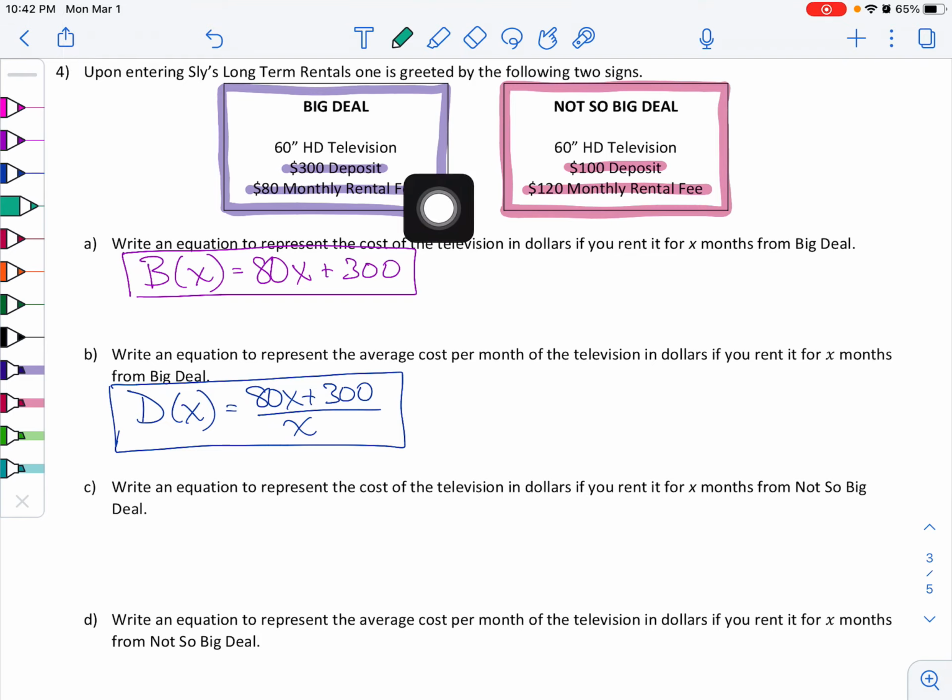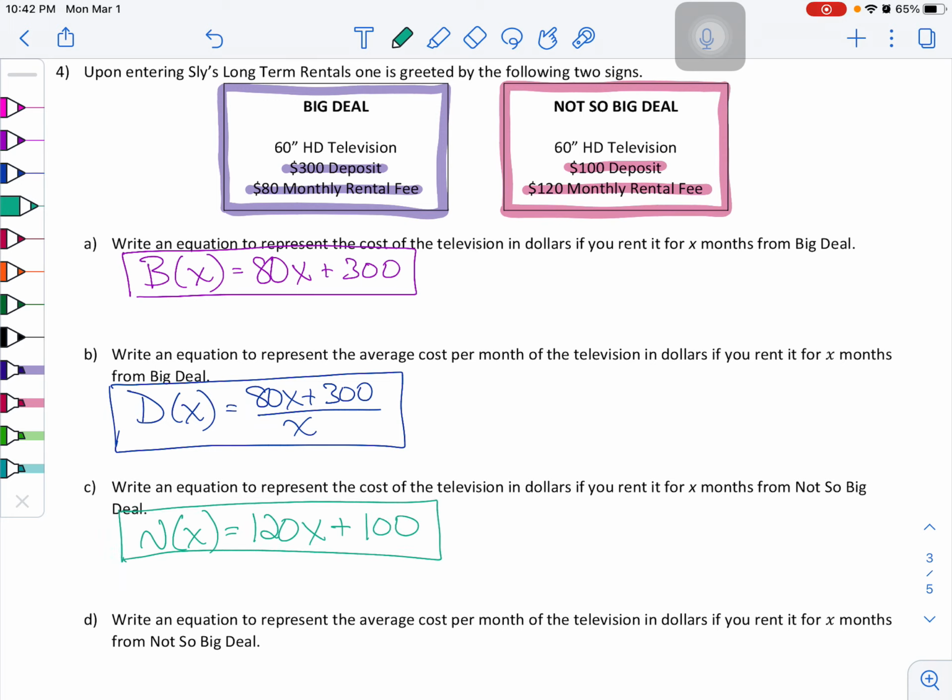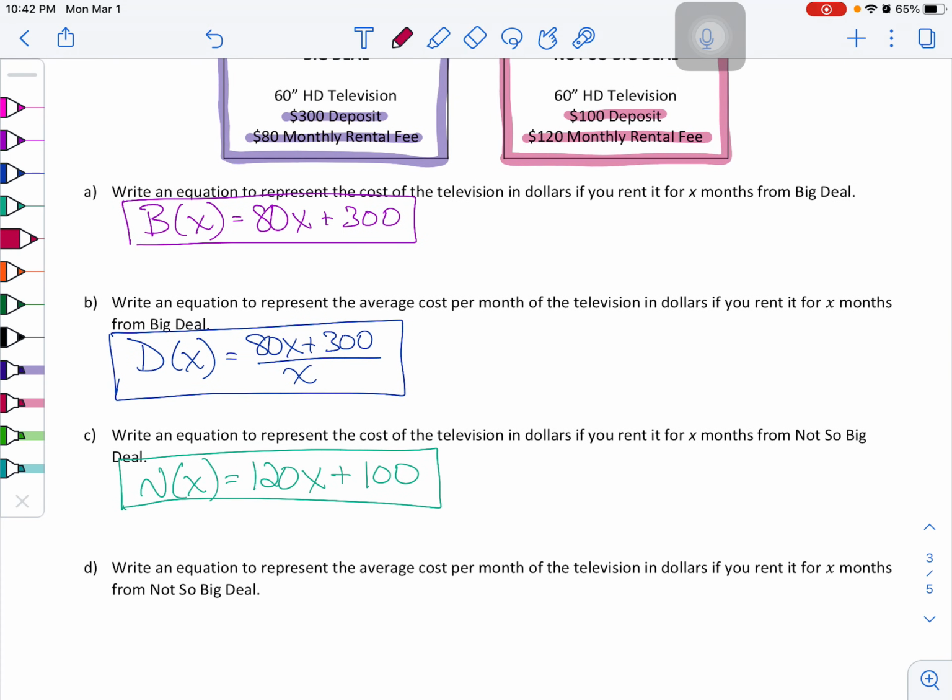All right. Part C, write an equation to represent the cost of the television in dollars if you rent it for X months from Not So Big Deal. So that's going to be this information over here. So, I don't know, N of X is equal to, this one's $120 per month to rent it, plus a $100 deposit. So that's the total cost.